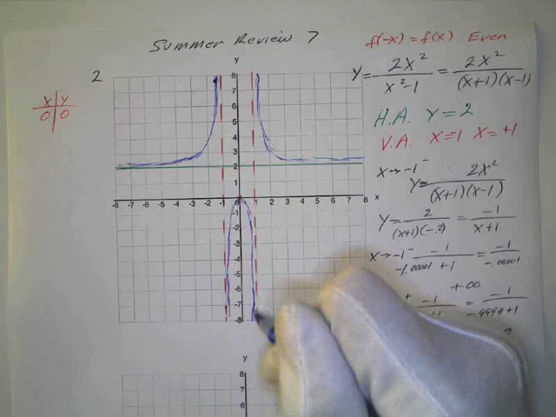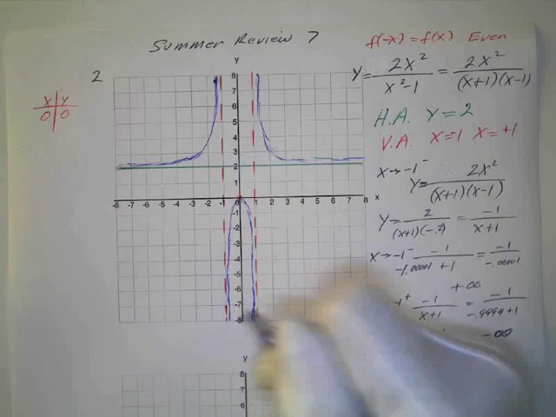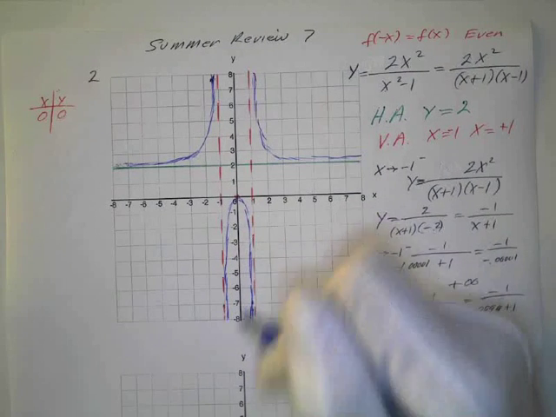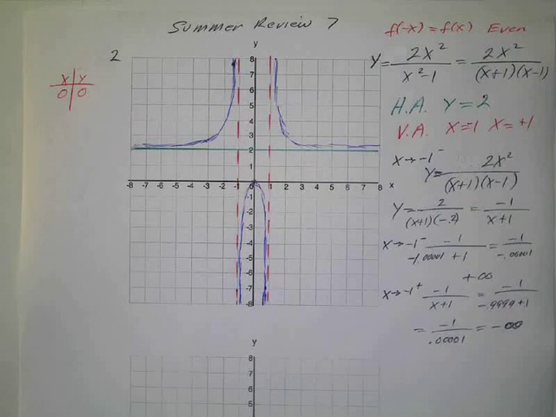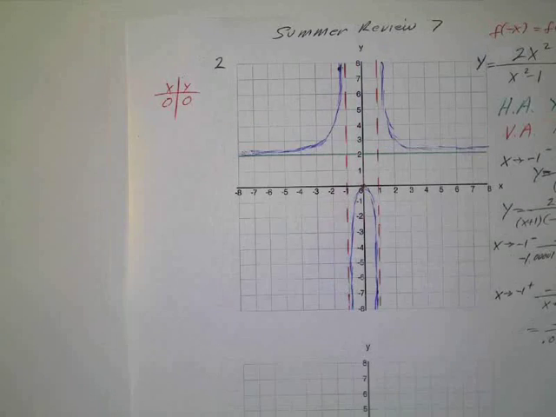Something needs to be getting closer to the line. Make sure you show that. Okay, and if we graph it, you can check your calculator.